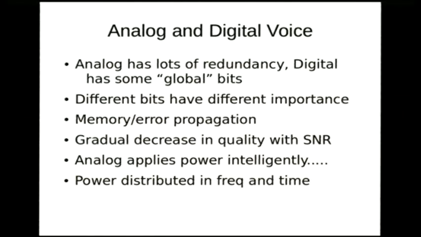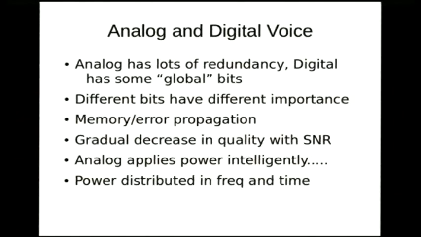In a digital system, different bits have different importance, a little bit like analog. Some bits, if they have an error, you won't be able to tell. Other bits will make a really big difference. There's also, typically in digital systems, memory or error propagation. If there's a bit error, say at second one, at second two you might still be hearing the effect, because the effect of that bit error will propagate forward in time due to memory in the system.